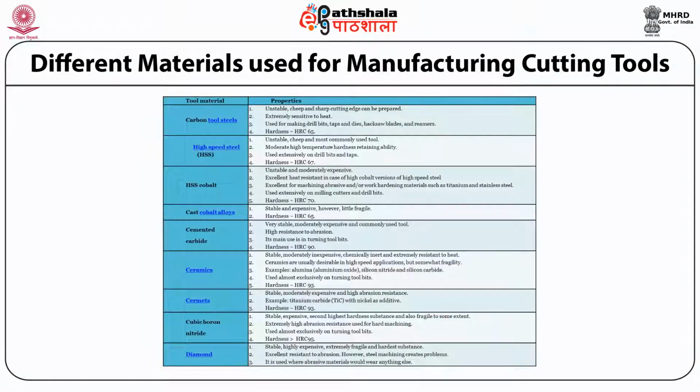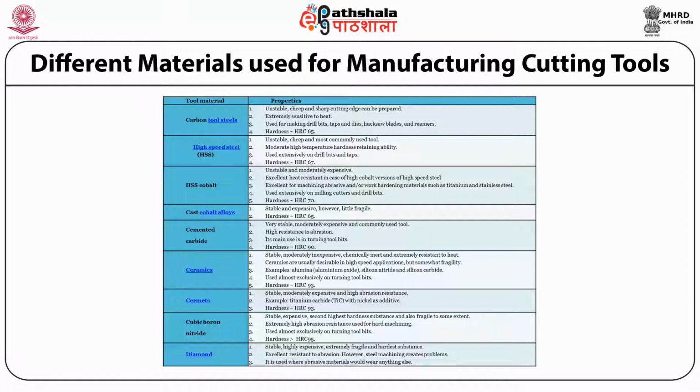Different materials used for manufacturing cutting tools. So students, this table lists the different materials which are used in cutting tool manufacturing, and as you can see, every material over here has got its unique advantage. So it is clear from the figure that the carbon tool steels have various advantages.